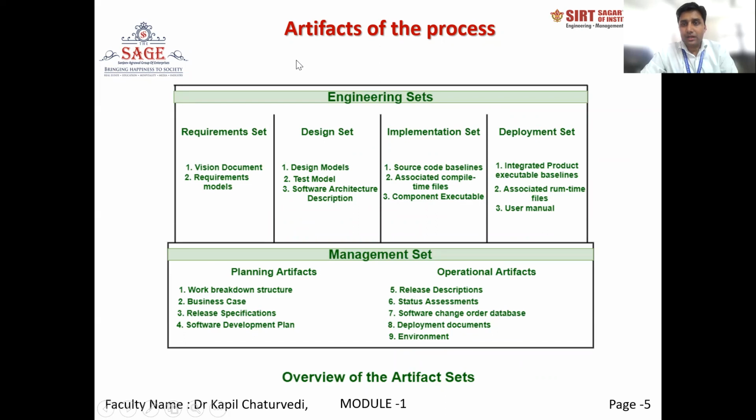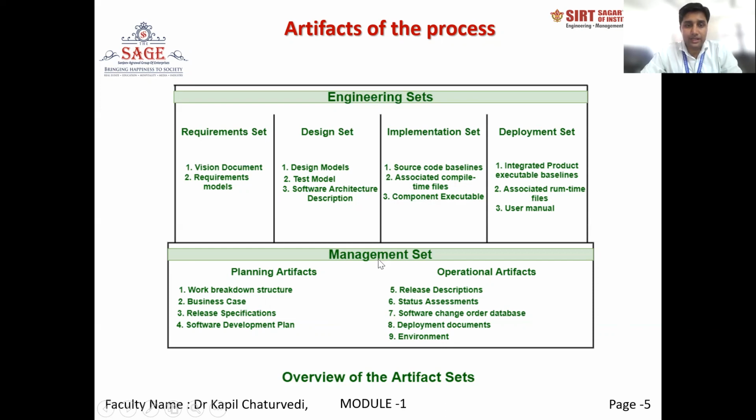If we talk about the engineering sets in the sense of the artifact process, there we have two kinds of sets. First is the engineering set and second is the management set. The engineering sets work at the site of the developer where the actual project is being constructed, and the management side is the upper-level management which is monitoring and controlling the flow and processing of the project. In the engineering set, there we have the requirement set, design set, implementation set, and deployment set. These are the works of the developer.